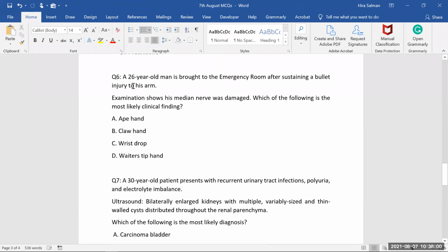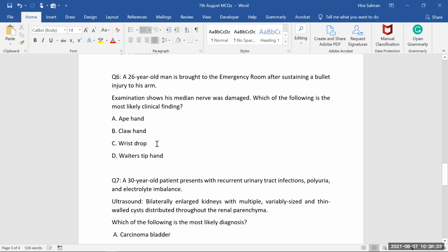Okay, the question says a 26-year-old man is brought to the emergency room after sustaining a bullet injury to his arm. So there was a bullet injury, especially in this arm area. Examination shows his median nerve was damaged. If the median nerve was damaged, which of the following is the most likely clinical finding? So what do you think? Do you think it's a claw hand? Claw hand is from damage to the ulnar nerve. If the ulnar nerve is damaged, it can produce this claw hand or ulnar hand. So of course, this is not the right answer.